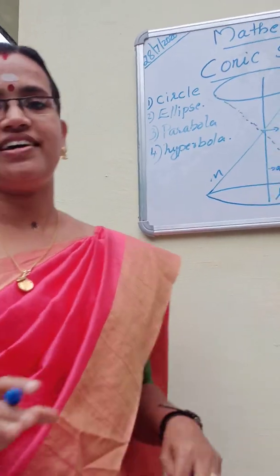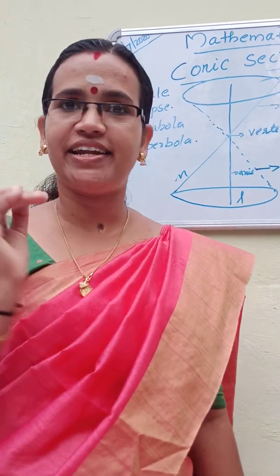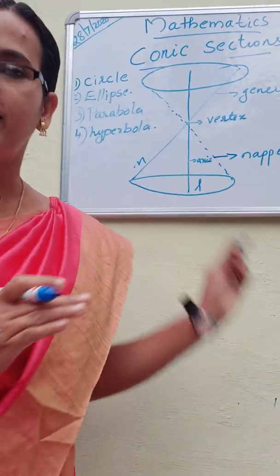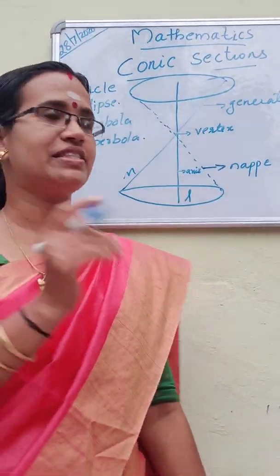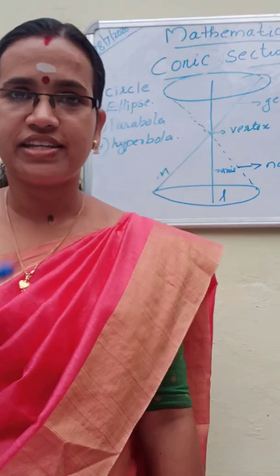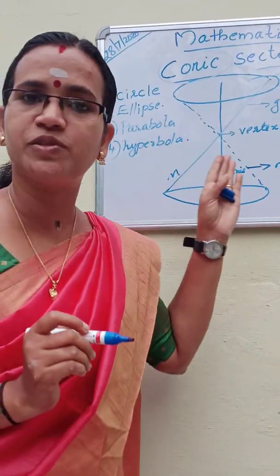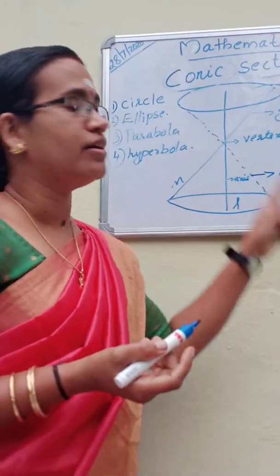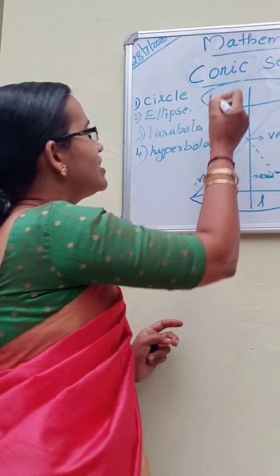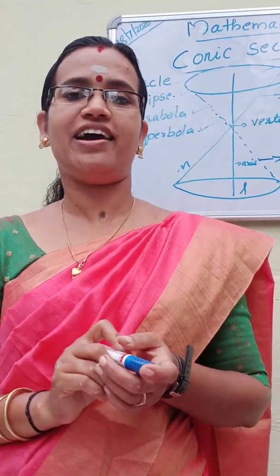So these are the sections formed by intersecting a plane and a double napped hollow right circular cone. These sections of a cone are called conic sections. There are four shapes we get if we intersect the double napped cone and a plane: circle, ellipse, parabola and hyperbola. Do you understand? So there are four shapes.